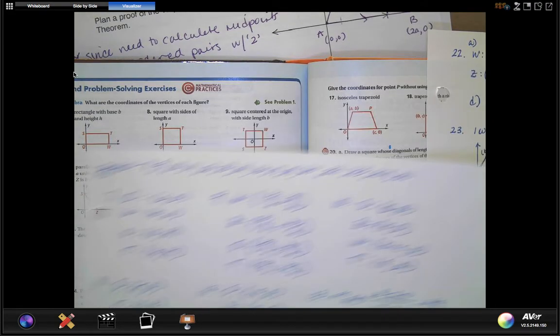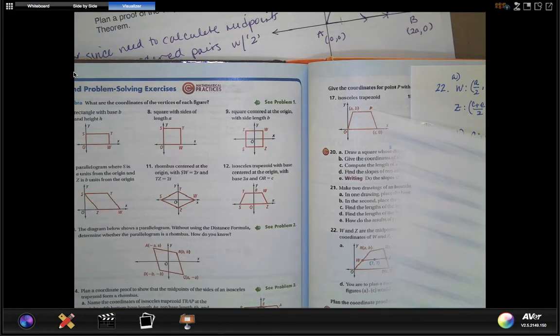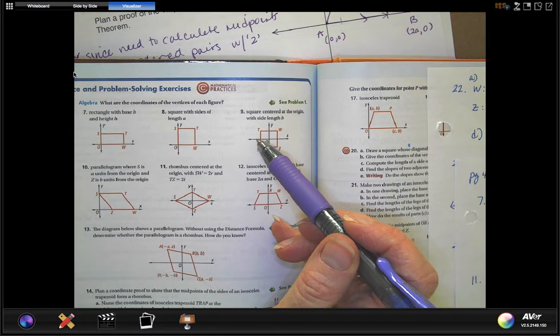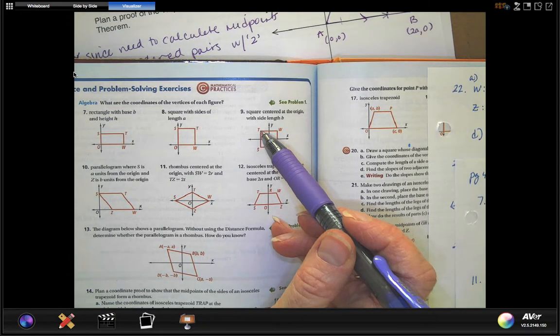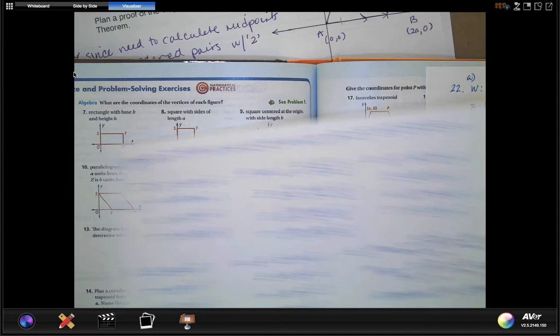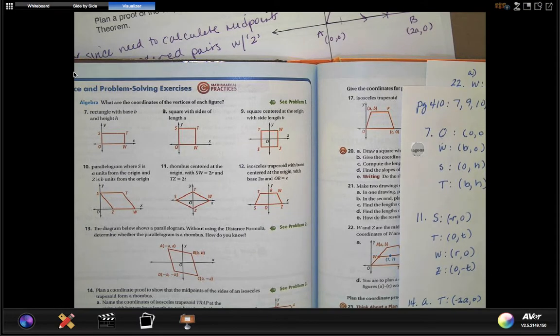Z still has the same x coordinate, so it's B over 2. But then I use that negative B over 2. Then this, I'm just going to go over in this direction, negative B over 2. So this is negative B over 2, positive B over 2. This one is negative, negative, so both negative B over 2. Okay, so that's what I did for 8, sorry.